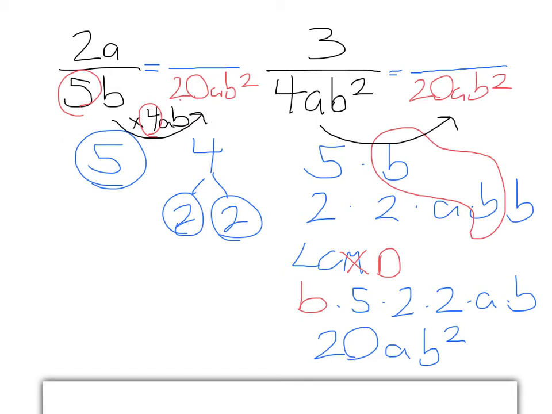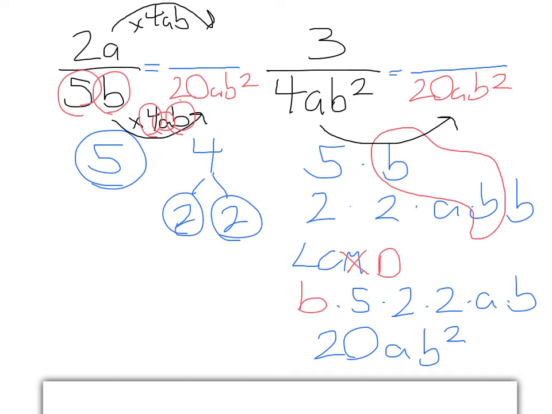A, right here, times nothing over here will give us an A over here. And once again, B times another B will give us, that's right, this B squared. All right, so we got that. Which means if we multiply the denominator by 4ab, we also have to multiply the numerator by the exact same thing, 4ab. All right, so we'll do that in just a moment.